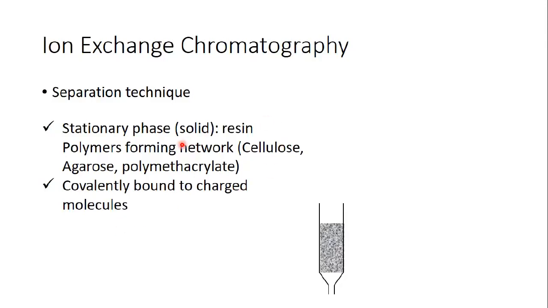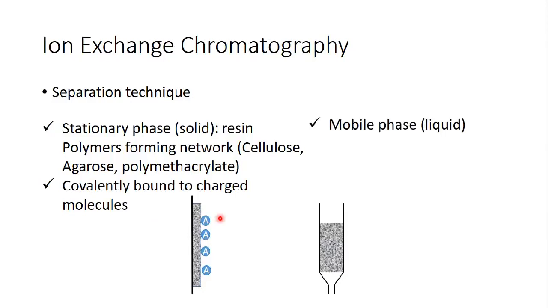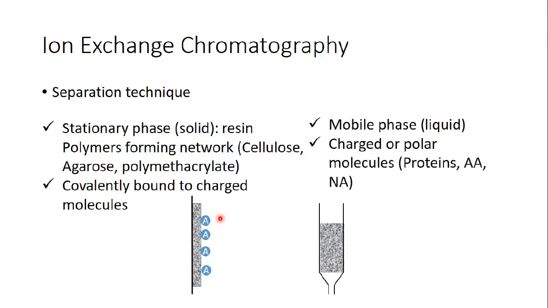So the stationary phase is solid, and the stationary phase looks like this. A resin holding substance A, which is charged molecules. The mobile phase is a liquid. It's holding our sample, and it's a liquid. And in our sample, there should be also charged or polar molecules like proteins, amino acids, or nucleic acids. So yeah, ion exchange chromatography is all about charge.